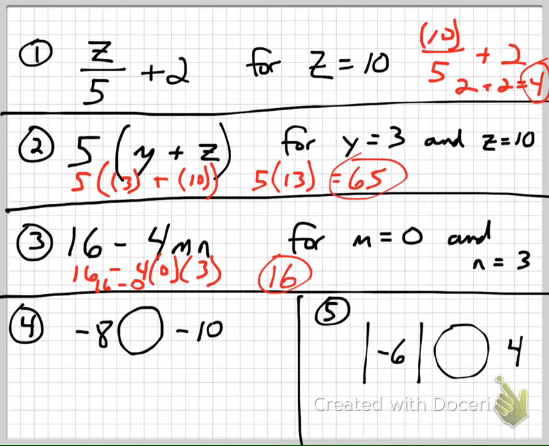Number 4. Which is bigger, -8 or -10? Right? Which one's bigger, -8 or -10, Gigi? -8 is, I'd rather owe somebody $8 than to owe them 10. Right? Number 5. Ooh, I see an absolute value here. What's the absolute value of -6? 6. So which is bigger, 6 or 4? Makes sense? Makes sense? Okay.